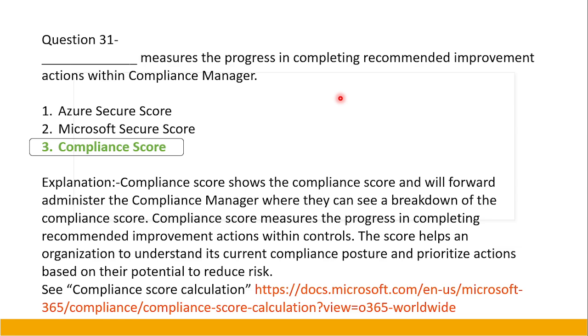Compliance score measures the progress in completing recommended improvement actions within controls. This score helps an organization understand its current compliance posture and prioritize actions based on their potential to reduce risk. Okay, the correct option here is option number 3, compliance score.